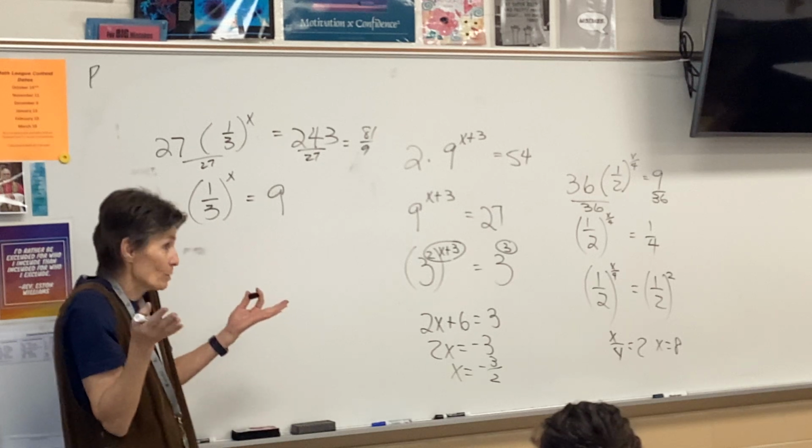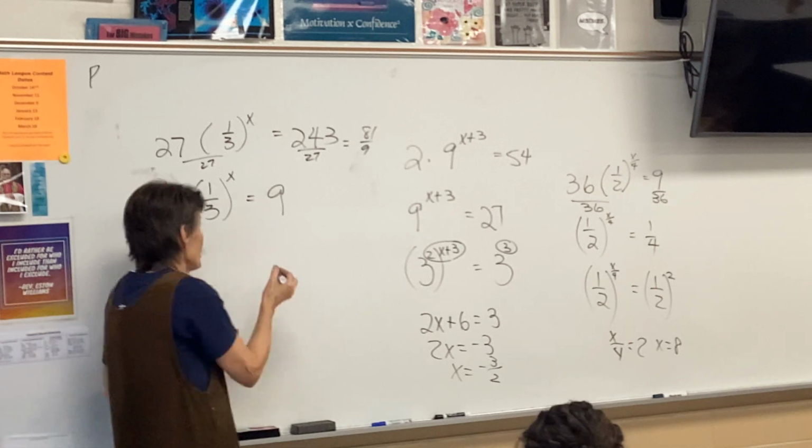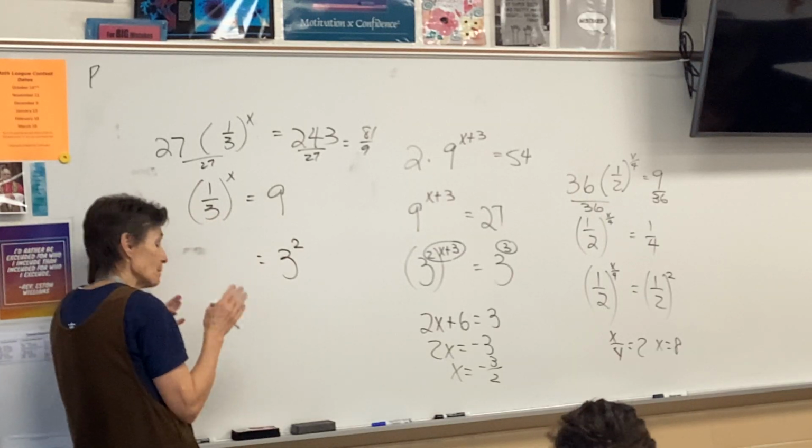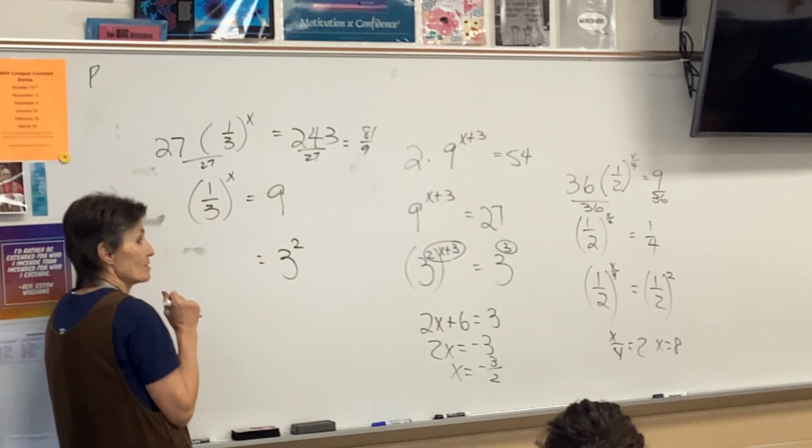I would change them into 3s. Can we do 3 squared? So this would be 3 squared. You don't have to. You have to make a match. To me, it just makes sense to use 3.